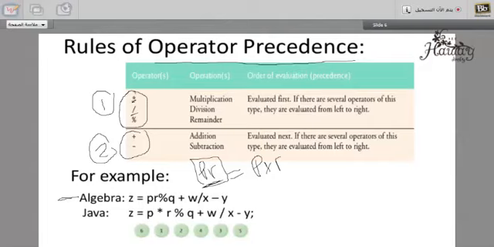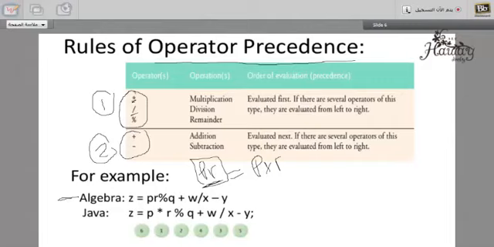So we need to spell it out. We need to specify: then we have P times R modulus 2 plus W divided by X minus Y. So what will Java do if you have this equation? Java will follow the precedence order. Okay, so it will have the family number 1, which is stronger, but it will scan from left to right.